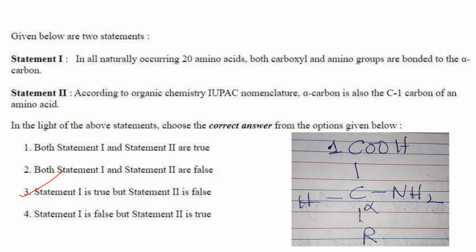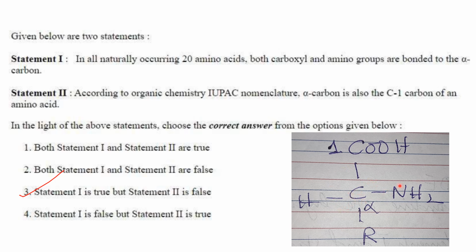Then next one. In naturally occurring 20 amino acid, both carboxyl and amino group are bonded to the alpha carbon. Yes, that is correct. Statement 1 is true. Statement 2. According to organic chemistry IUPAC nomenclature, alpha carbon is also the C1 carbon of the amino acid. No, it is not C1. See here, this is the structure of an amino acid. This is your C alpha carbon atom.